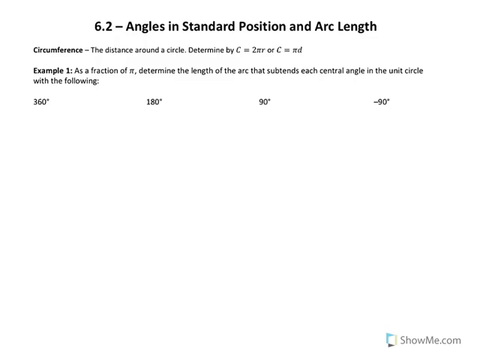6.2 angles in standard position and arc length. So let's think about a circle. If we have a circle, the circumference is 2 times pi times the radius. That's how we find it, or pi times the diameter.